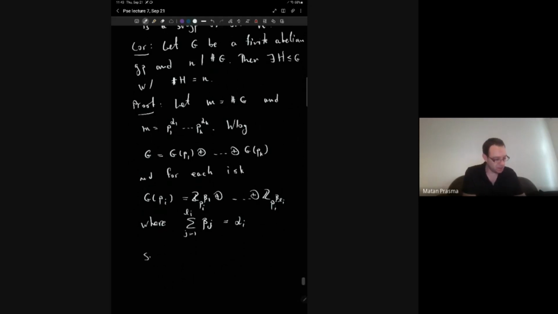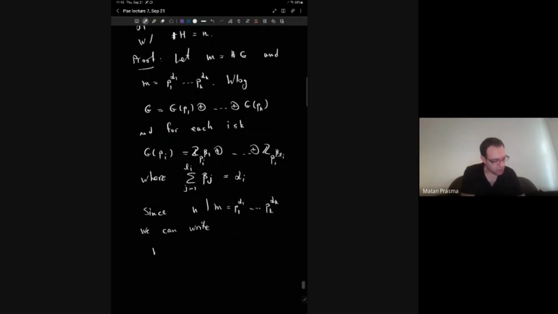Now, since n divides m, which I remind you is p1 to the alpha 1 up to pk to the alpha k, we can write n as p1 to the gamma 1 up to pk to the gamma k, where the gamma i's must be smaller or equal than the alpha i, and they could possibly be 0. So it's bigger or equal to 0.